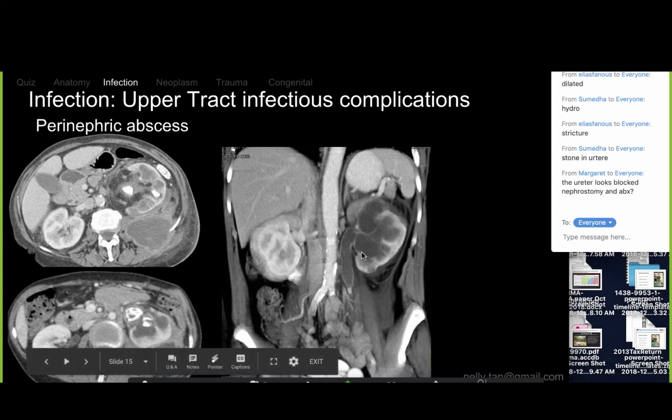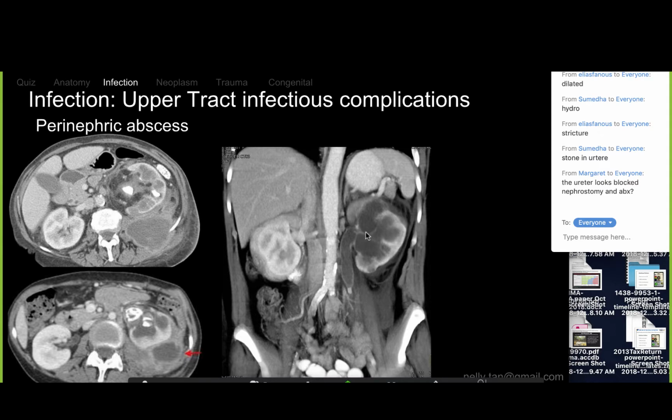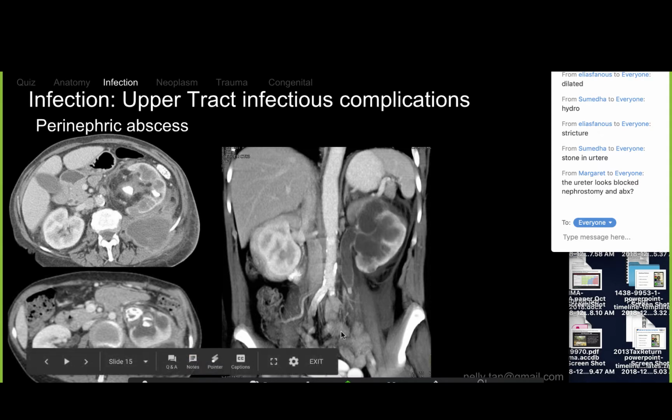So we always prefer a double J stent first because it's just a lot less invasive, and you're going through a natural orifice. But if you can't decompress it there, you could do a PERC nephrostomy. Let it heal, decompress the system so that you get rid of all the infection. There's a channel, and then the patient can be treated on an outpatient basis.